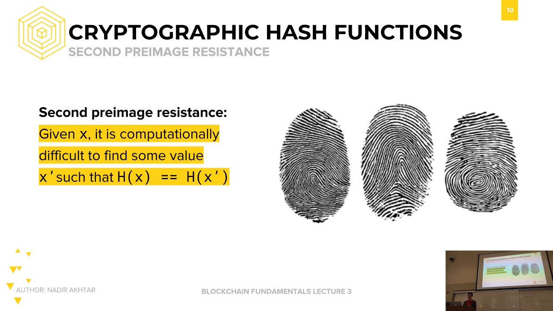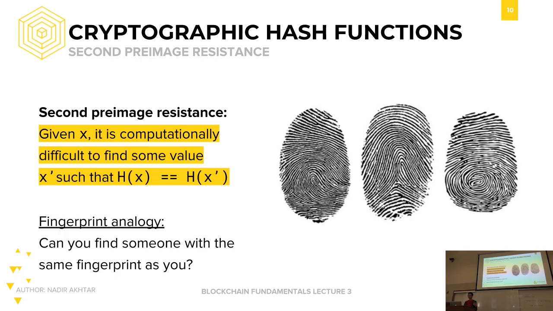This is extremely important when we're dealing with transactions, right? Let's say I have a hash of a transaction and someone comes along and finds another transaction that generates the same hash, right? We don't want this person to claim that a previous transaction that I conducted in the past was actually theirs when it was actually mine. So this becomes extremely important when we're dealing with transactions. And the analogy that we use for fingerprints is, can you find someone with the same fingerprint as you, right?